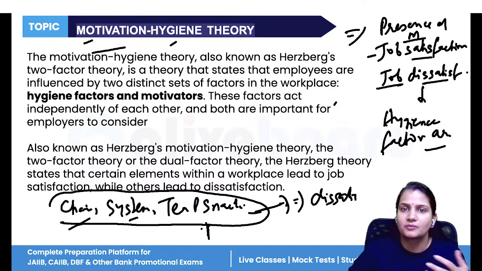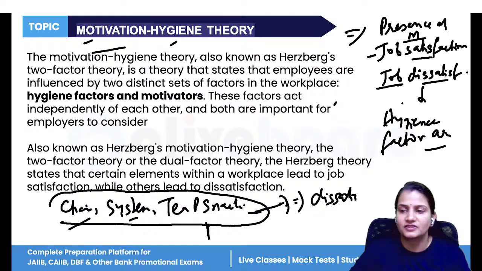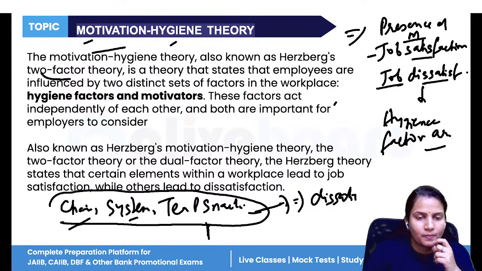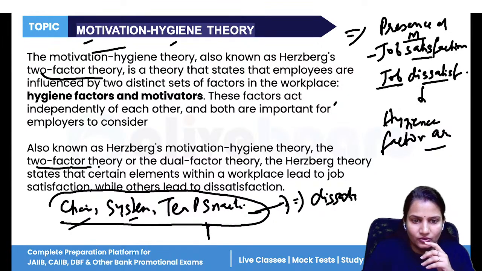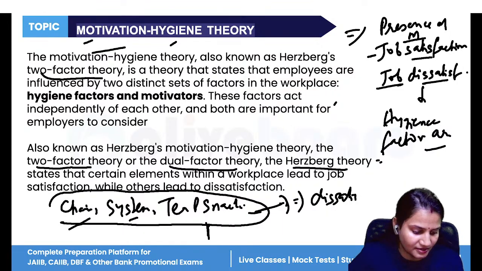Like if your salary is not coming on time, every month your salary was credited into your account, nothing was happening to you. But one month your salary is not credited, so you will become dissatisfied. So hygiene factors are some factors which create job dissatisfaction if these are not present in the organization. And if motivation is present in the organization, these will create satisfaction. So motivation and hygiene theory is known as two-factor theory. All right. It is also known as dual-factor theory, and the Herzberg theory. So these are the different names of motivation and hygiene theory.